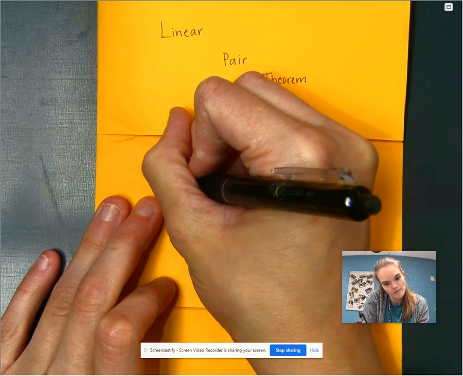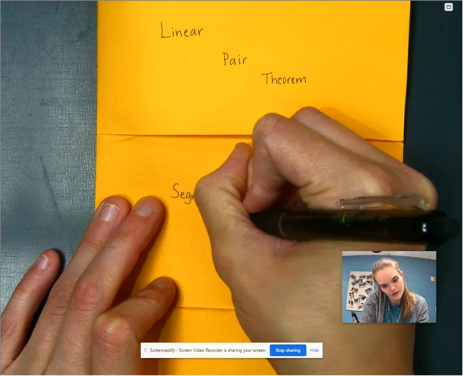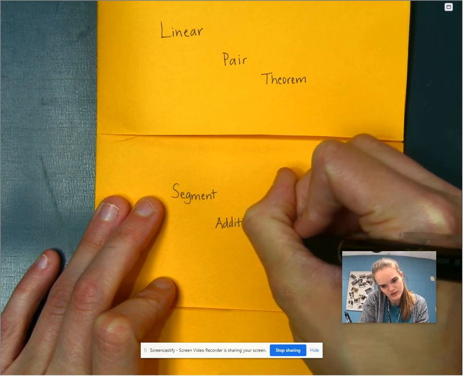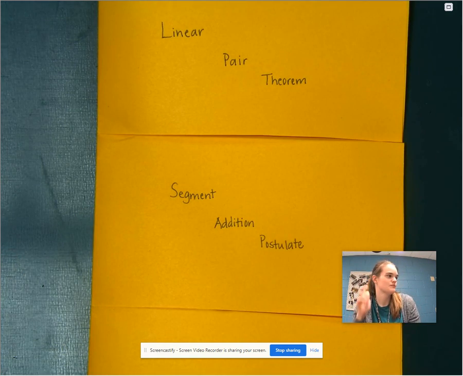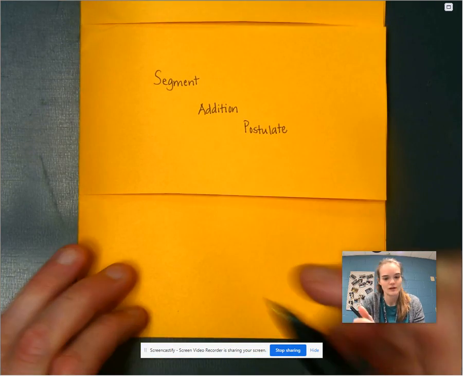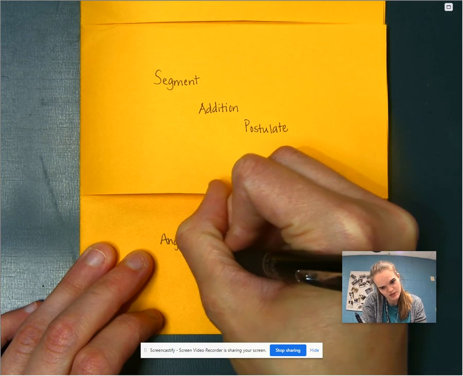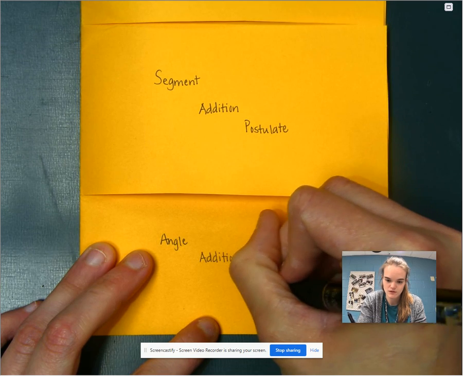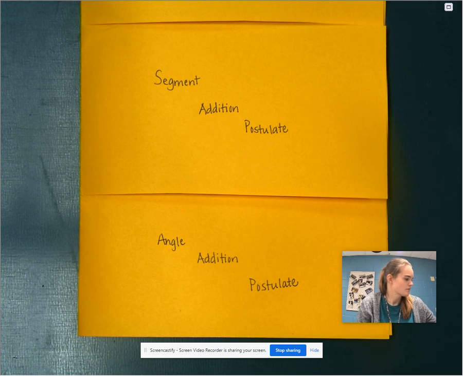Underneath that, segment addition postulate. And then underneath that, angle addition postulate. Okay. Go ahead and go back up to linear pair theorem. Open that one up.